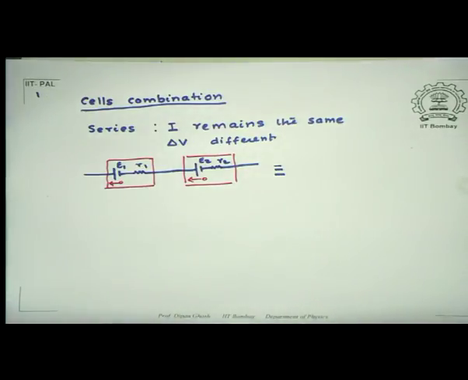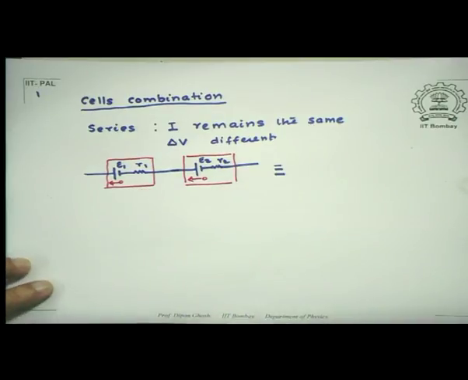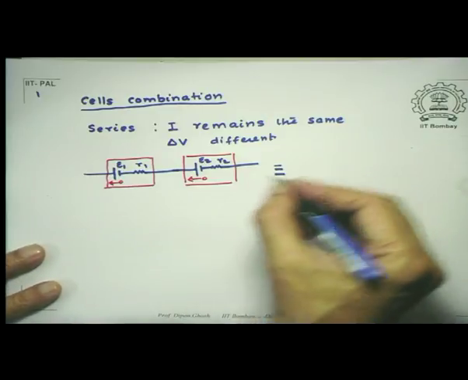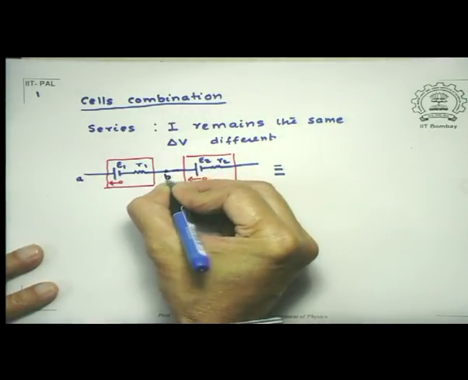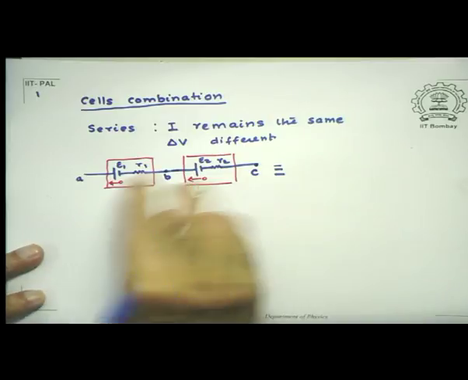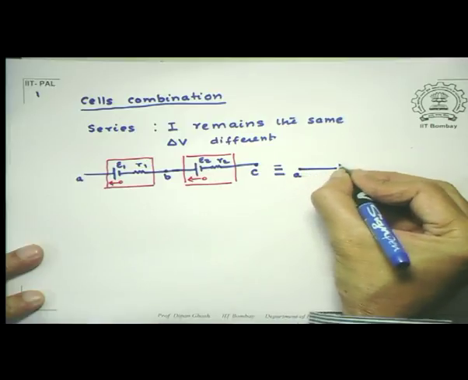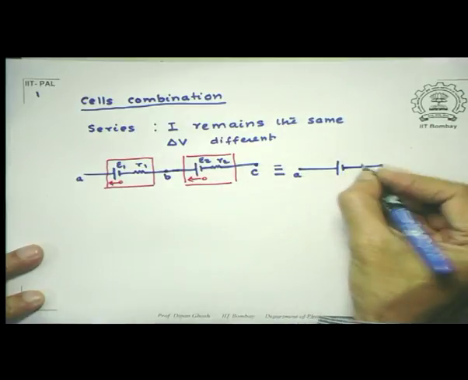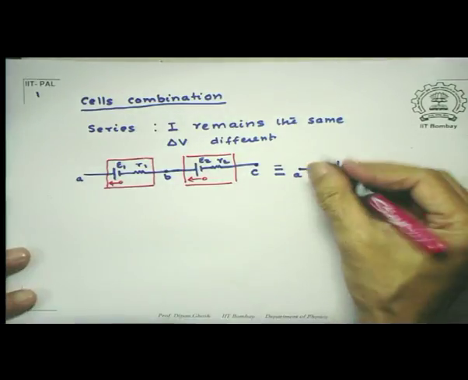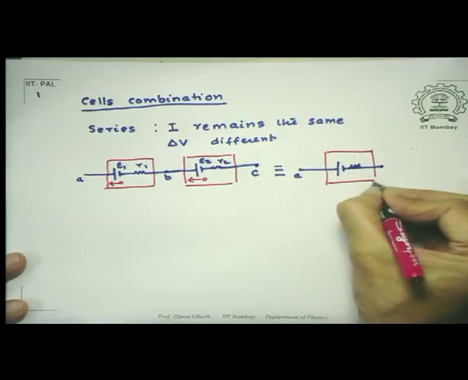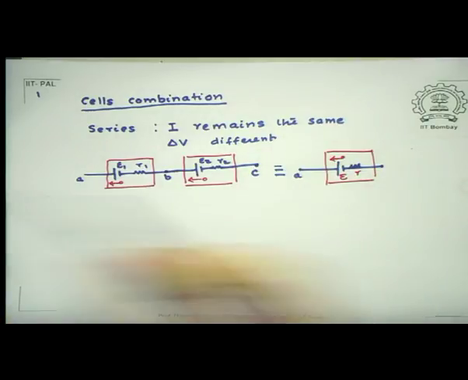In other words, supposing you wanted to replace this combination with a single source of potential difference, and so this is, let's say, the point A, and this, let's call it point B and point C. So between the points A and C, what should you combine? So this is A, and this is the combination I am looking for, and of course there is an internal resistance. So I will again combine this and say this is E and let's say R, and this is the point C.